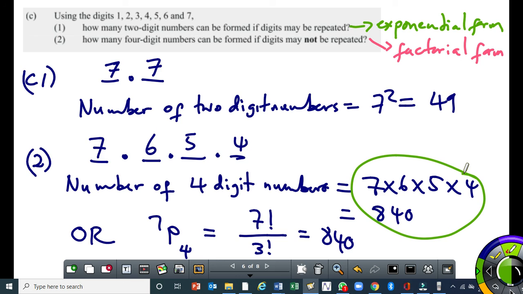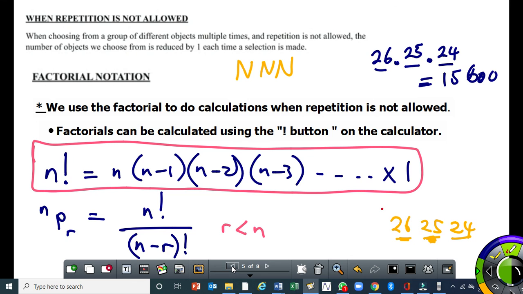But you can do it this way. 7 choose 4 means 7 factorial divided by 7 minus 4 factorial. You can use this formula. The n is 7, the r is 4. So 7 minus 4 gives you 3. Are you following?